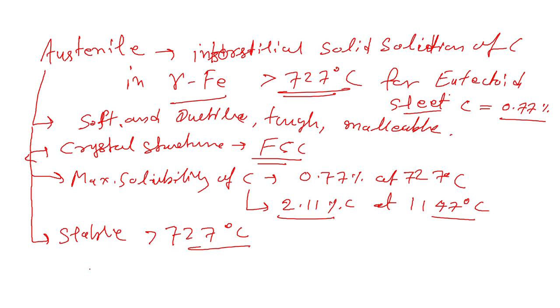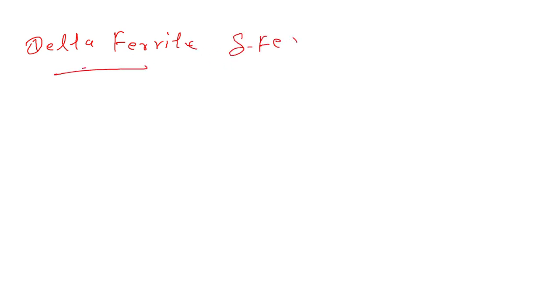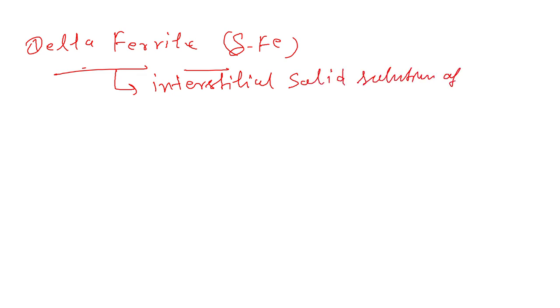So the next phase is delta ferrite. What is delta ferrite? This exists at the higher temperature, based on delta iron. It is an interstitial solid solution of carbon in delta iron.